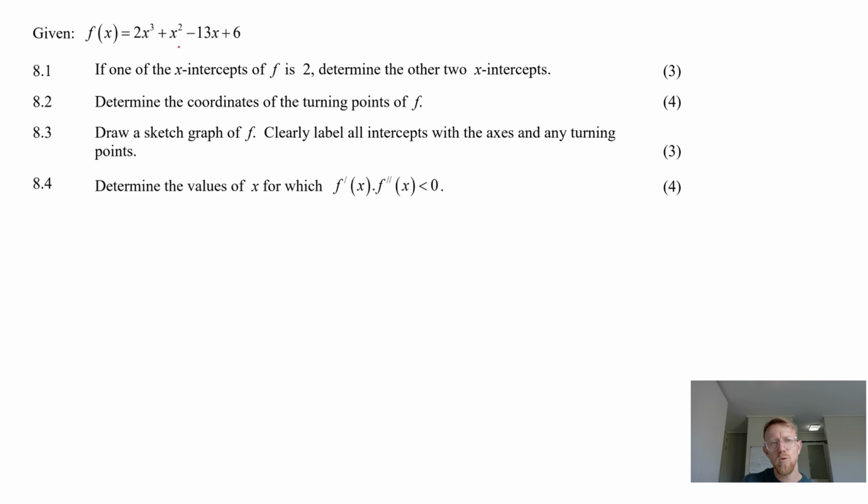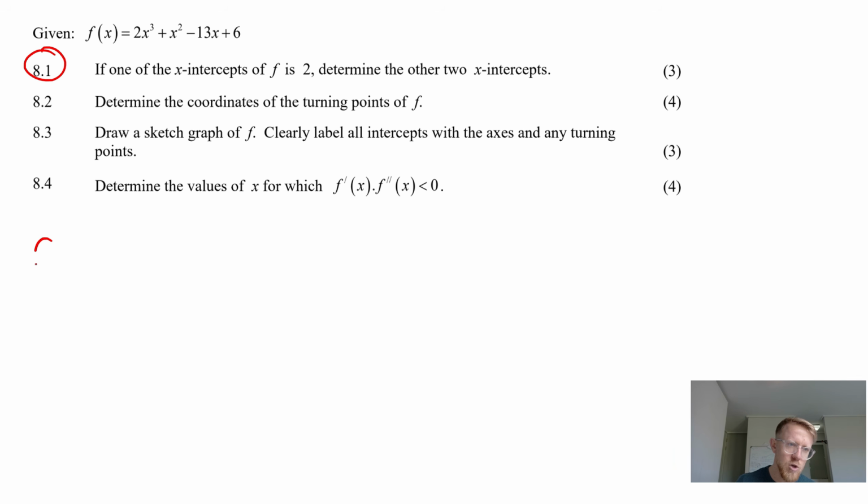Given that f is equal to 2x cubed plus x squared minus 13x plus 6, if one of the x-intercepts of f is 2, determine the other two x-intercepts. You cannot get something easier than that. We've learned now in grade 12 how to take a cubic equation and how to factorize it so that you can find all of the x-intercepts, right?